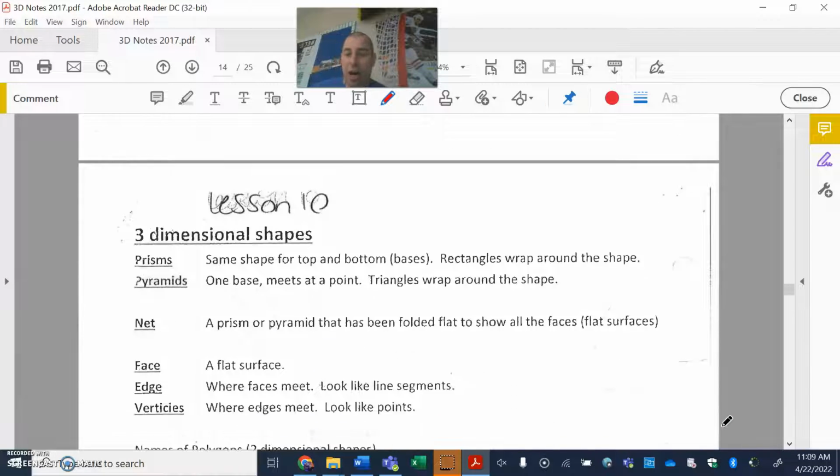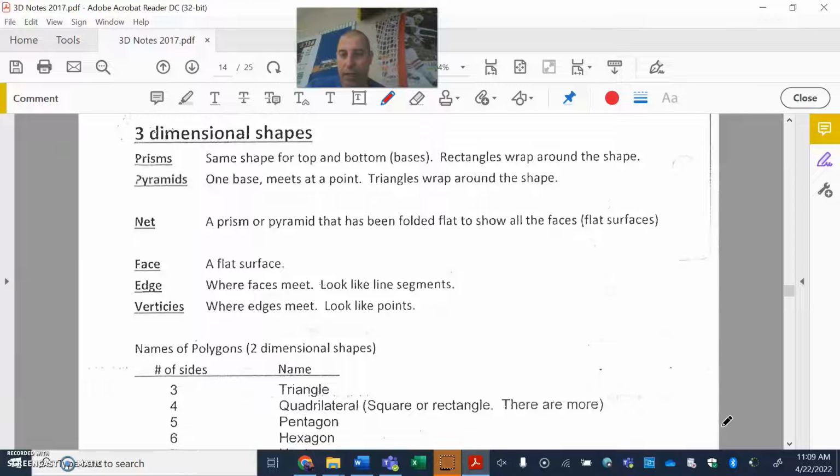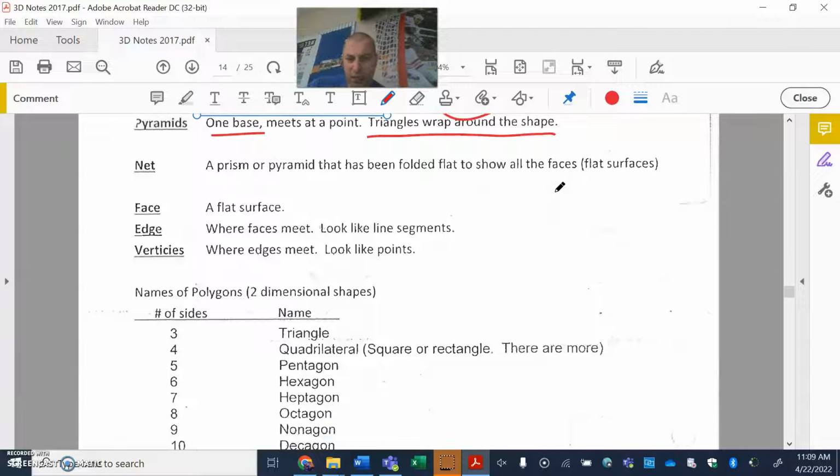All right, so more of the same. Prisms have the same shape for top and bottom, with rectangles wrapping around it, whereas pyramids only have one base, and triangles that wrap around the shape. Again, examples here. We're going to get into these faces, edges, and vertices in a moment.